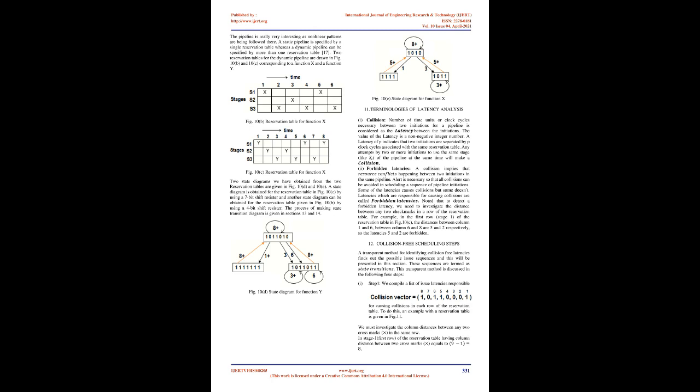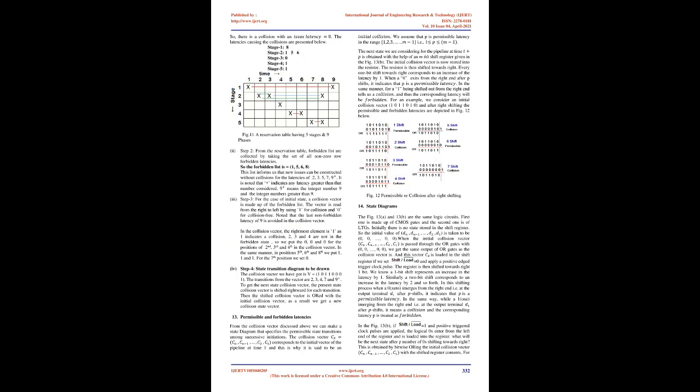Step 3. For the case of the initial state, a collision vector is made up of the forbidden list. The vector is read from right to left by using 1 for collision and 0 for collision free. Note that the last non-forbidden latency of 9 is avoided in the collision vector. In the collision vector, the rightmost element is 1 as 1 indicates a collision. 2, 3 and 4 are not in the forbidden state, so we put 0, 0 and 0 for the positions of second, third and fourth in the collision vector. In the same manner, in positions 5th, 6th and 8th we put 1, 1 and 1. For the 7th position we set 0.